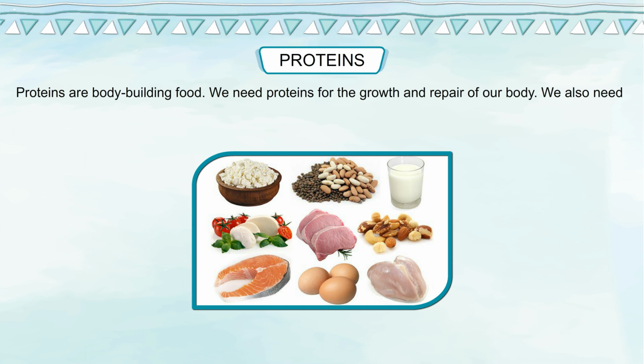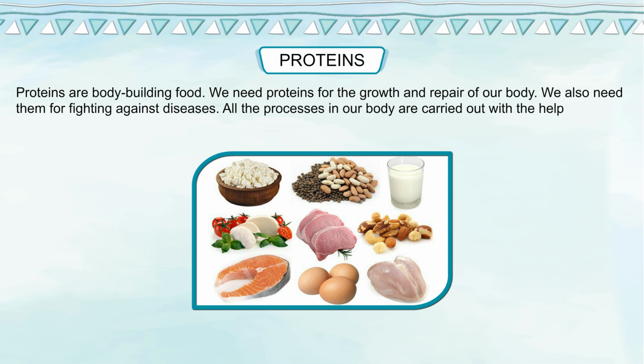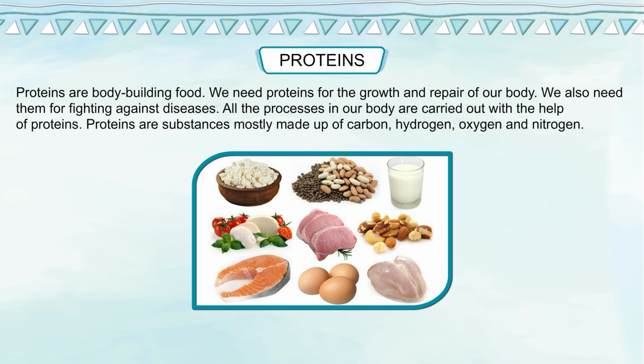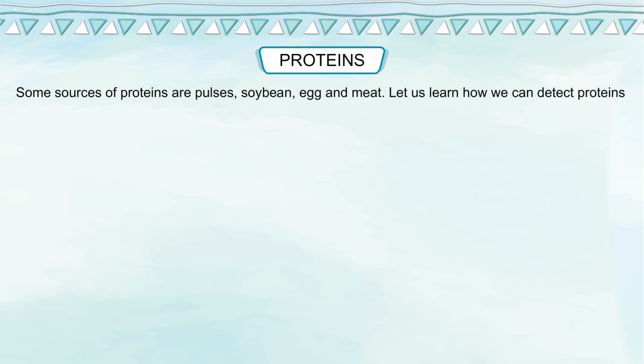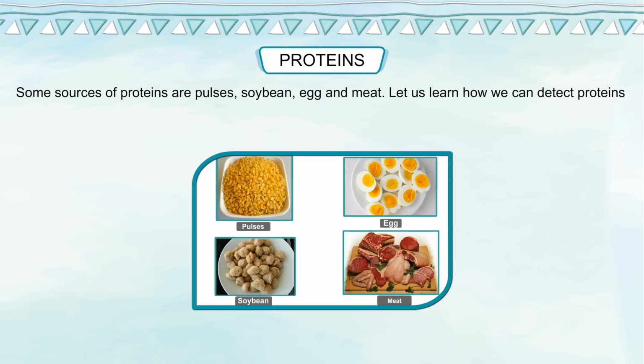Proteins. Proteins are body-building food. We need proteins for the growth and repair of our body. We also need them for fighting against diseases. All the processes in our body are carried out with the help of proteins. Proteins are substances mostly made up of carbon, hydrogen, oxygen, and nitrogen. Some sources of proteins are pulses, soybean, egg, and meat. Let us learn how we can detect proteins in food stuff.